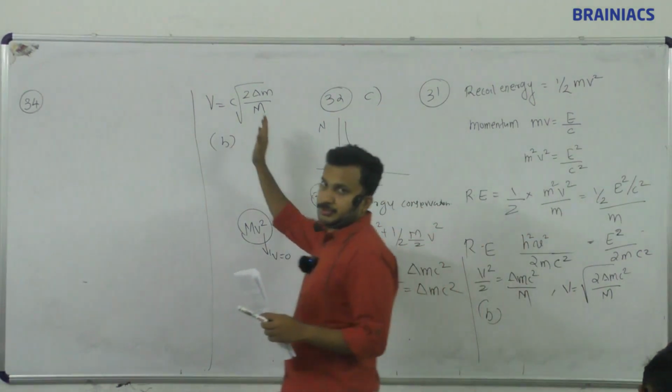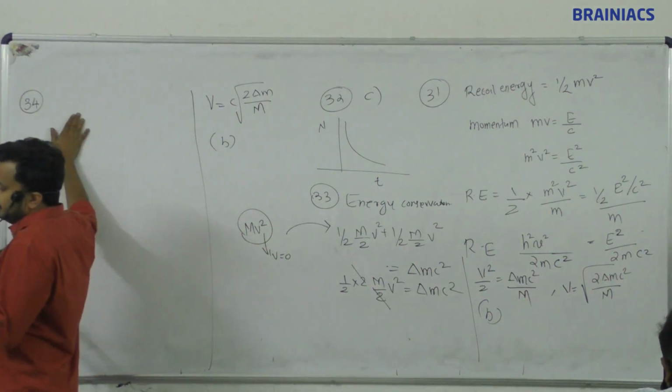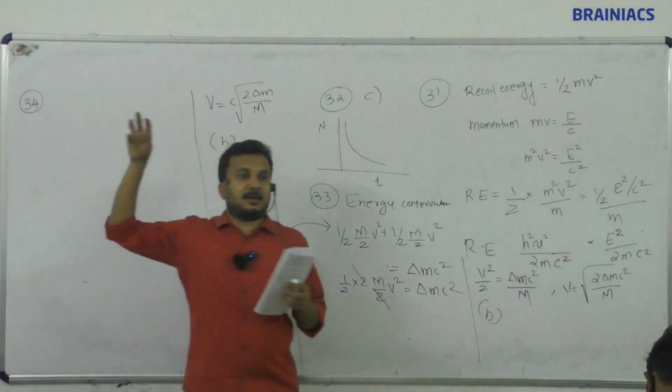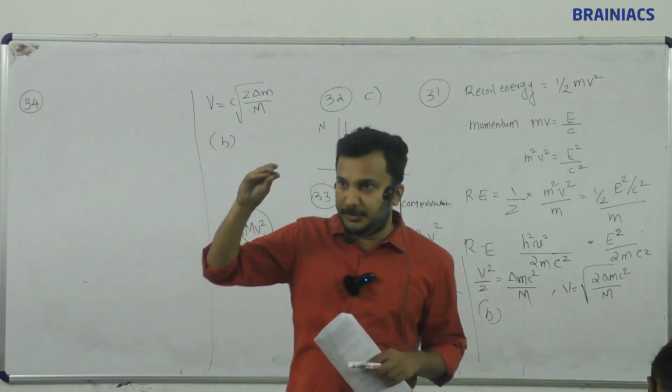We'll move to the next question, right? Question number 34. Which one of the following pairs of nuclei are isotones? Isotones means what? Same number of neutrons.